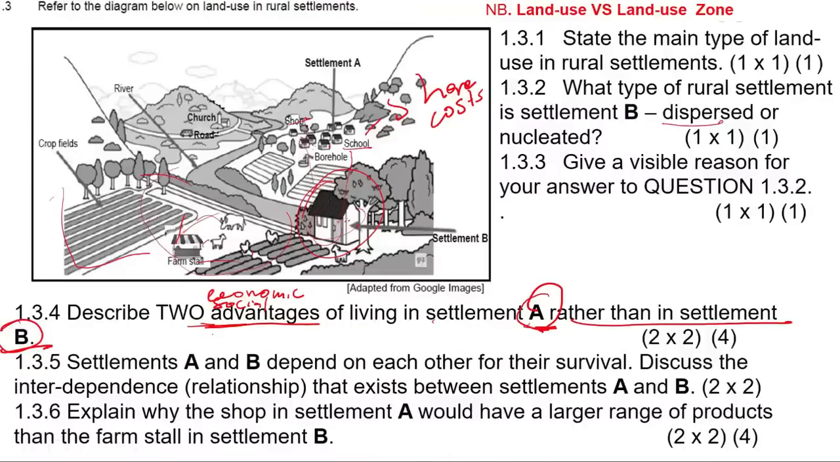So you can say this is how the two settlements are helping each other for existence. So you can say the two settlements are compatible.